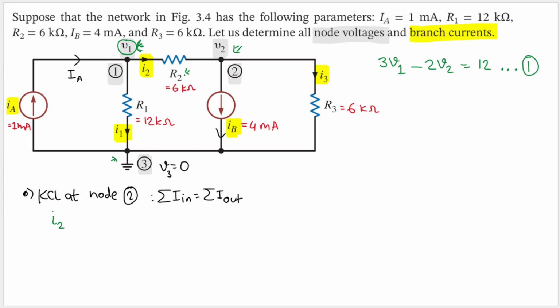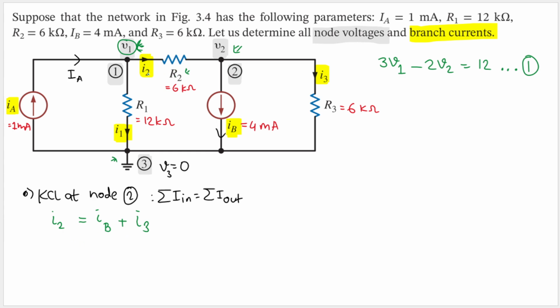Are there any other currents? I think no. So we will have only I2 that goes in, and that will equal this current here, IB, plus this current here, I3. Good. And now let's plug in what we know.